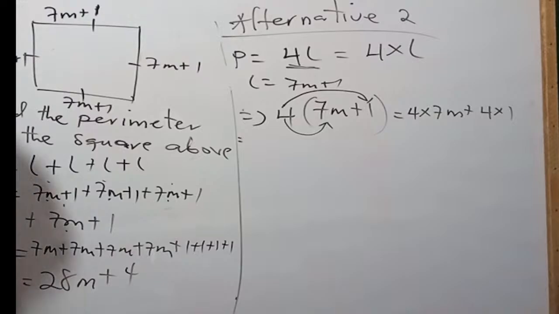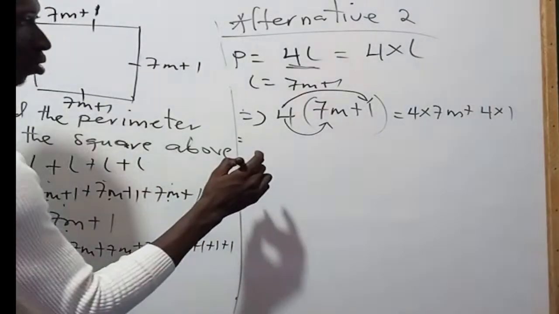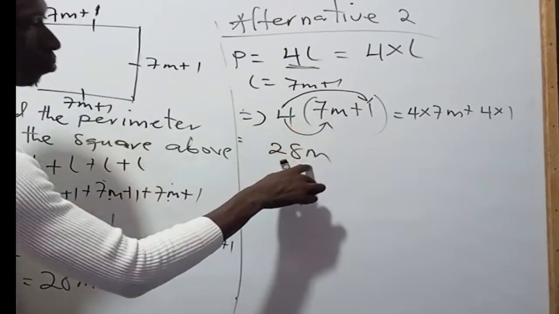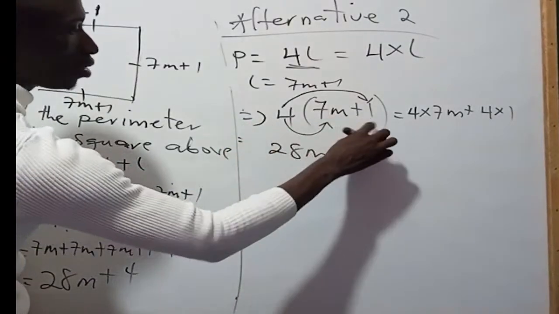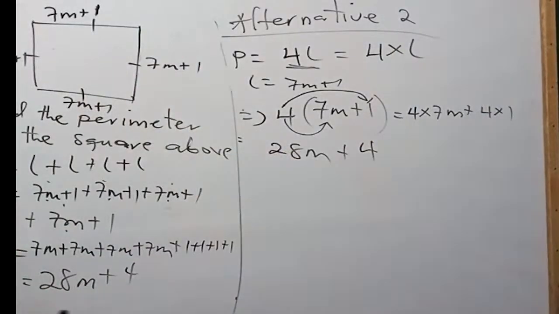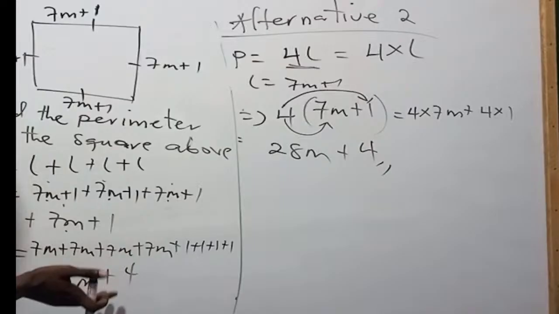Are we together? So this times this is 28m. So you see 4 times 7 is 28m plus 4 times 1 is 4. So you see 4 times 1 is 4. We are back to our answer. The same answer here. Okay, so either you use this or use that.